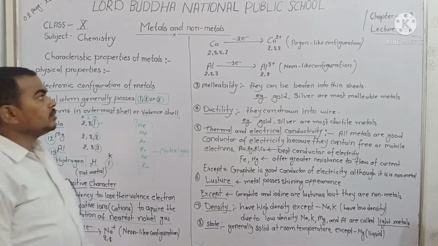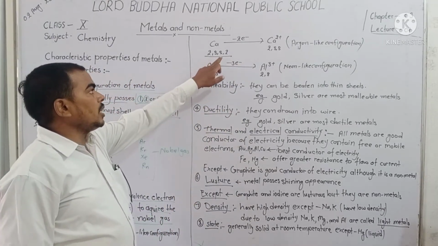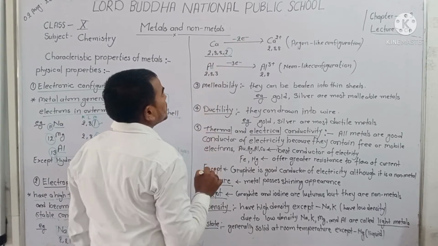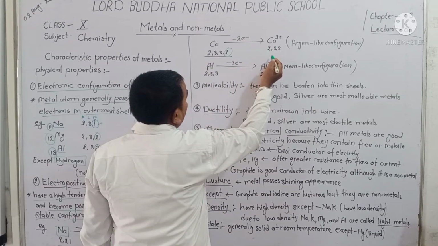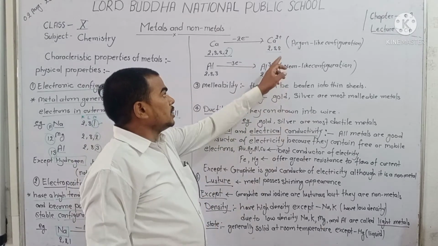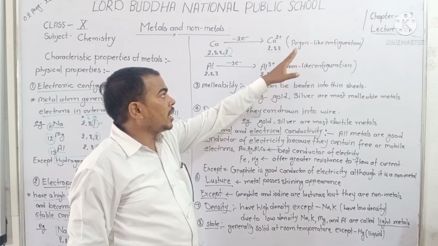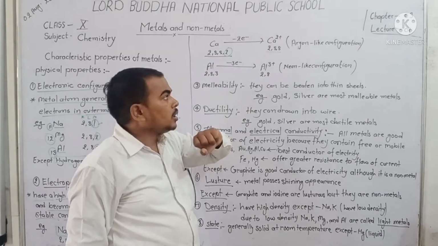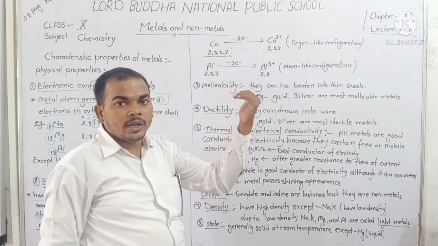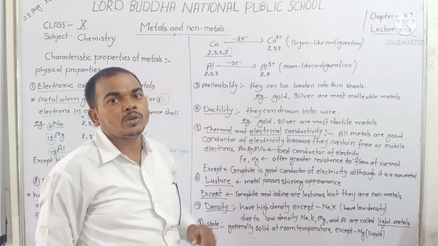Okay, student. Now here is the example of calcium. The electronic configuration of calcium is 2, 8, 8, 2. Calcium loses its outer cell electrons, here 2 electrons, and then acquires 2 positive charges. The configuration 2, 8, 8 is like the argon configuration. So we say that it acquires a noble gas configuration. But observe, calcium acquires positive charge by losing electrons. It means it is a metal because it has the tendency to lose electrons and acquire positive ions.